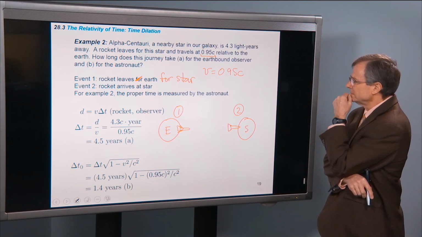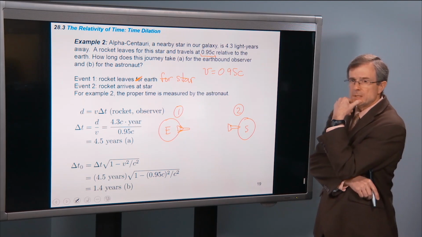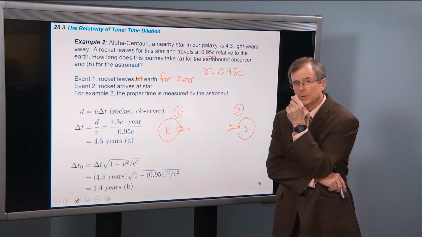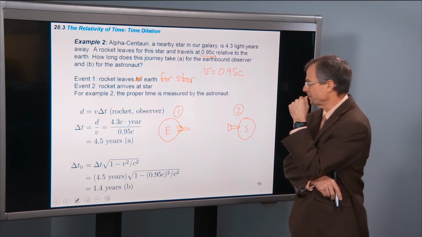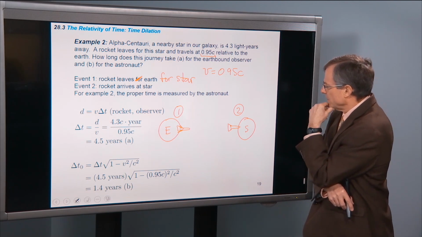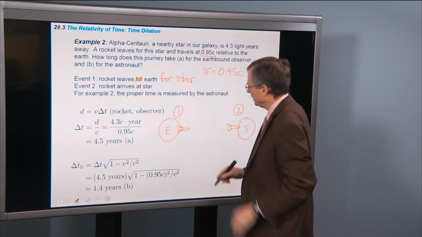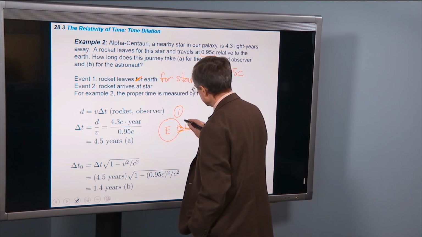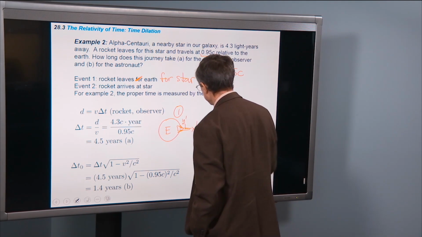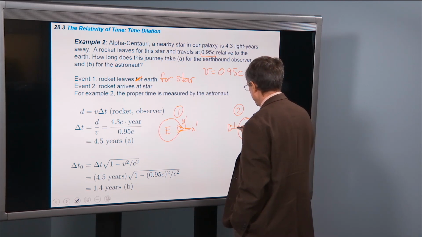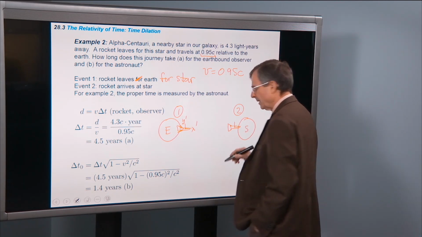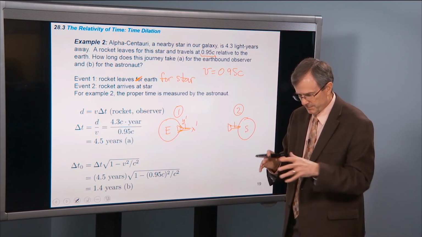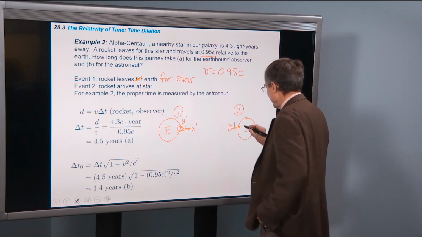So now, we're interested in knowing who is measuring the proper time. Well, the astronaut has a reference frame. Here's his x and y axes. Let's call them x prime and y prime. They're right here. They're stuck to the seat of his seat in the rocket.